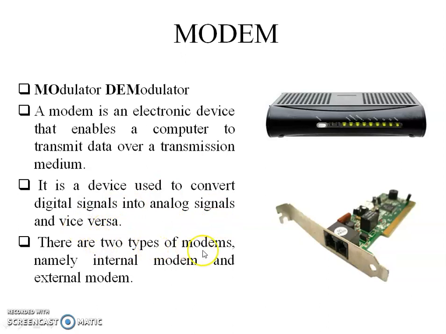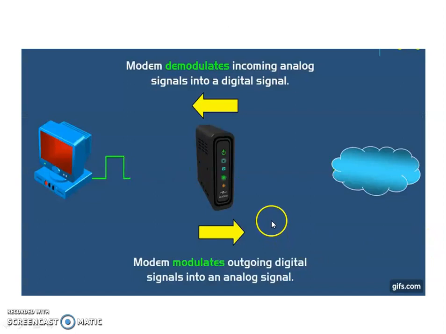There are two types of modems, namely internal modem, which is placed inside a device, and external modem, which is placed outside a device. Let us see the working of a modem. Usually modems are used to connect a computer to the internet, because a computer can understand and transmit only digital signals, and our transmission medium can carry only analog signals. So we have to convert these digital signals into analog signals. For that we use a modem.